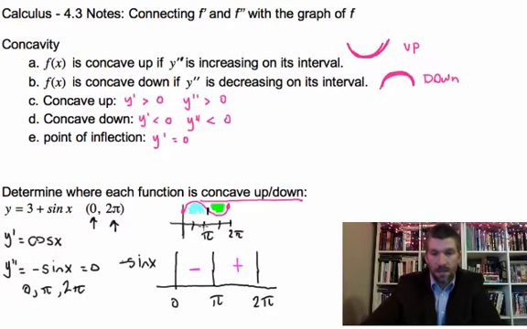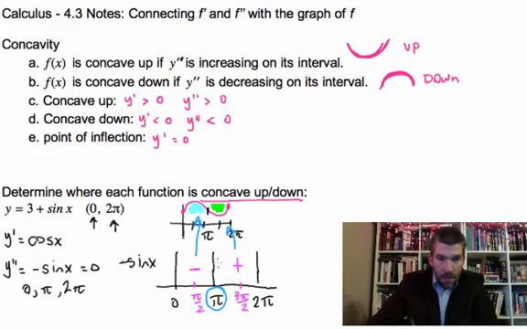So what does that mean? From 0 to pi, you can pick any point in here. For example, you can pick pi over 2, and you can pick 3 pi over 2. When you check these 2 points, you're going to find that you get a negative number and a positive number. And check it out, it matches our graph. Look, we're concave down here, we're concave up right there. And where does it change? It changes at pi.